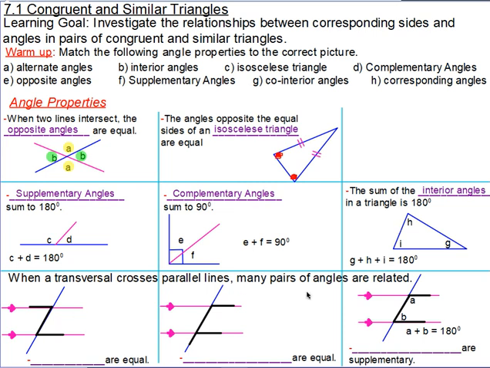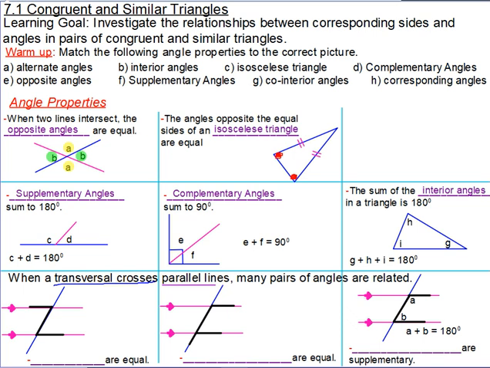Now down here, these last three, the Z and the F and the C, you might remember this from maybe even grade 8, grade 9 for sure. It says here, when a transversal, which is the blue line, crosses parallel lines, the parallel lines meaning the two double-dashed pink lines, many pairs of angles are related.